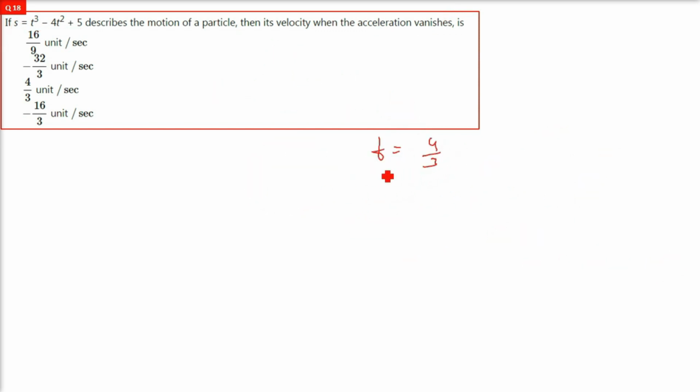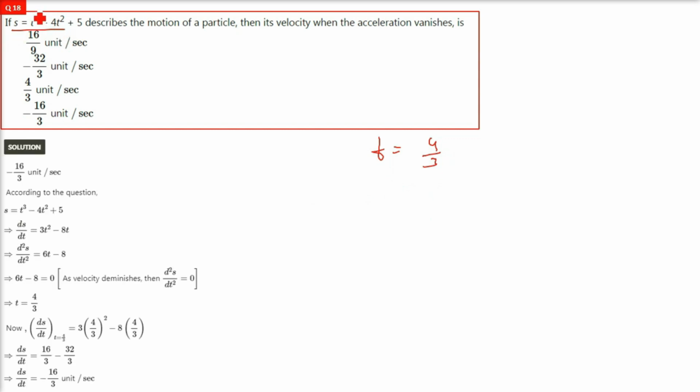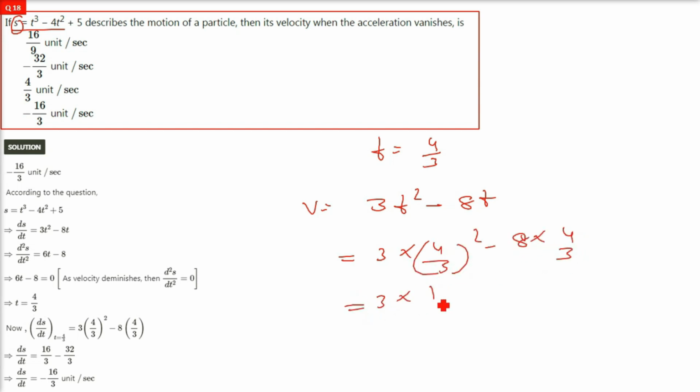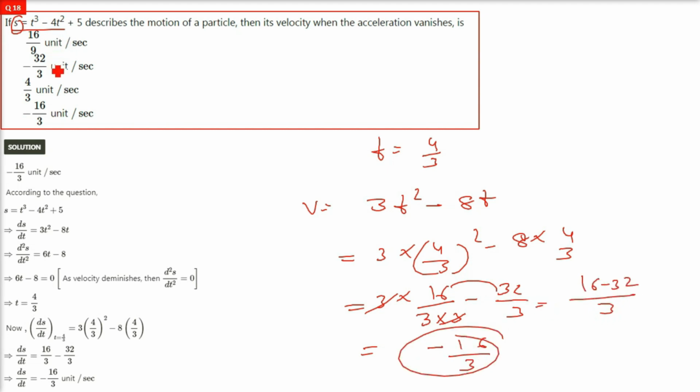We have to replace this, because when the acceleration vanishes, what is the velocity? The velocity expression was 3t square minus 8t, if you remember. Just put t as 4 by 3 here: 3 into (4 by 3) whole square minus 8 into 4 by 3. 3 into 16 by 9, you can cancel one 3, gives 16 by 3, and 8 into 4 by 3 is 32 by 3. 16 by 3 minus 32 by 3 is minus 16 by 3. And this is your answer: minus 16 by 3.